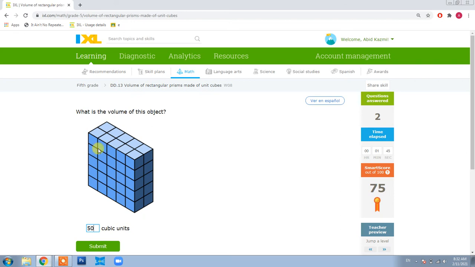And you can also do this. You can simply count the number of cubes in this face. For example, 1, 2, 3, 4, 5, 5 and 5 is 10, 10 and 5 is 15, 15 and 5 is 20, and 20 and 5 is 25. So it has 25 cubes in this layer, and it has 2 layers of 25 cubes. So in total it has 50 cubes, right? So the volume of this object should be 50 cubic units.